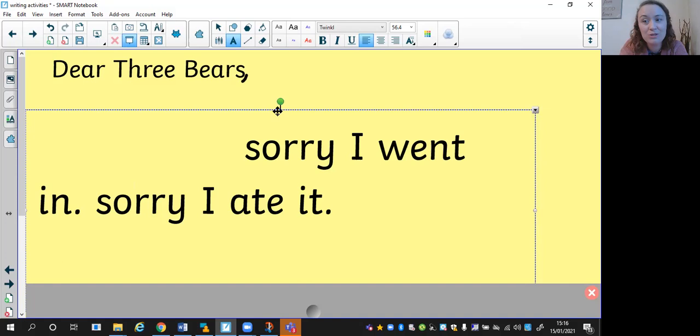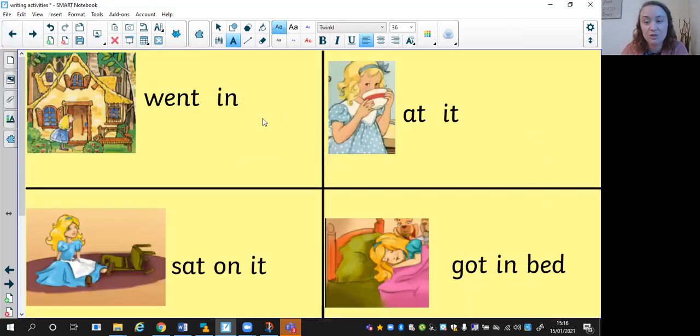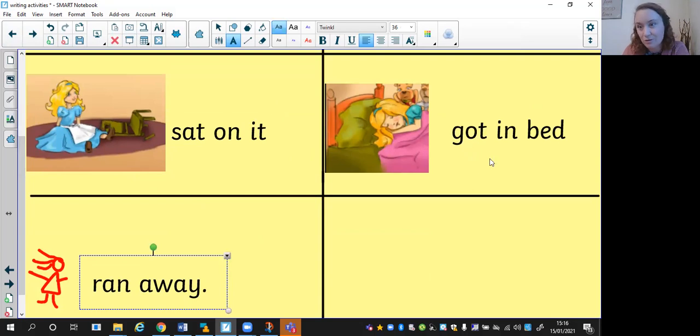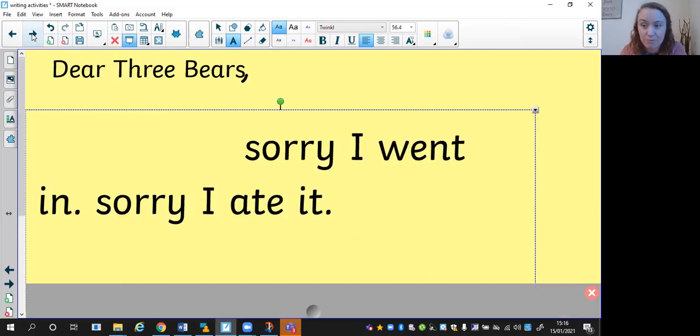Parents and carers, help your child to come up with a sentence using the sentence stem, sorry I, about any of the last three pictures. Sorry I sat on it, sorry I got in bed, sorry I ran away. Completely up to you. Then your child might need support with remembering the sentence, so it's okay to prompt them about what the next word is that they need to write, but can you encourage them to do the actual writing by themselves, the actual sounding out by themselves?